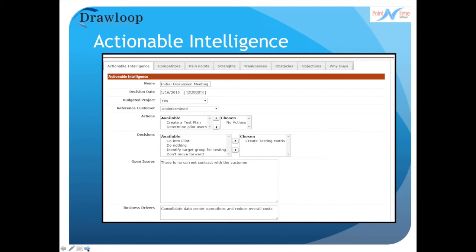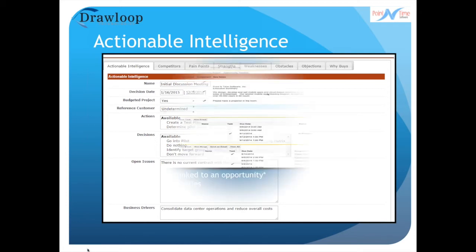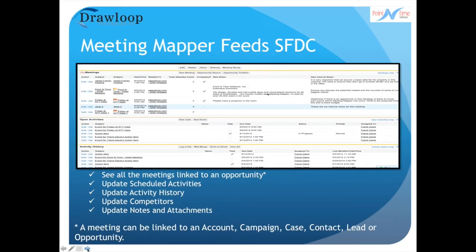I mean, does this project have budget? Are there any open issues? Who are your competitors? What are the customer's pain points? What are your strengths and weaknesses relative to this deal? And are there any customer objections? Now, this information coupled with the information you gather in the meetings, like the players, their roles and stances, that makes for meaningful and accurate forecasts.